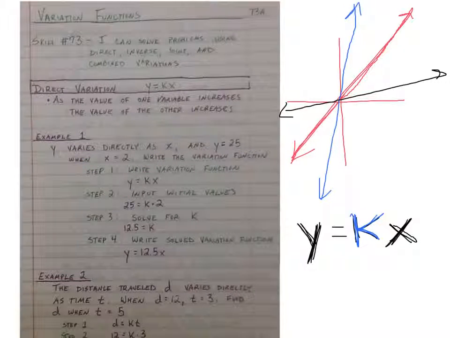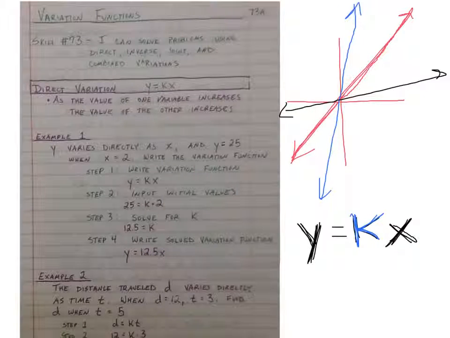And then step 2, we're going to input initial values. So they tell us y is 25 when x equals 2. So we plug in 25 for y and 2 for x. And that allows us to solve for k in step 3. And finally, we can rewrite the variation function y equals kx, but we now know k is 12.5.